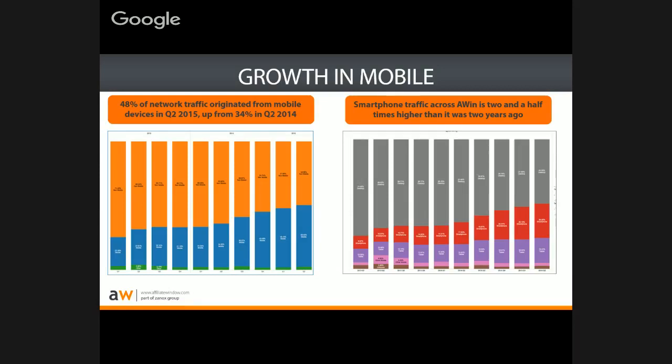Also, another interesting takeout on this is that smartphone traffic, so just phone traffic across Affiliate Window, is now 2.5 times higher than it was 2 years ago. And again, it highlights the significant growth in the way users are accessing our links and the way users are accessing publisher sites, because traffic for us is click-throughs from publisher sites. So much of the traffic that we are seeing is now accessed via a mobile device, via a smartphone or a tablet, and that's really something for our publishers to take away as much as it is for us.